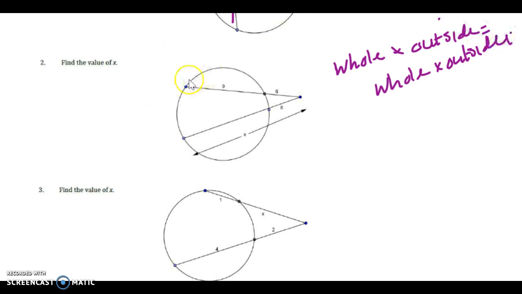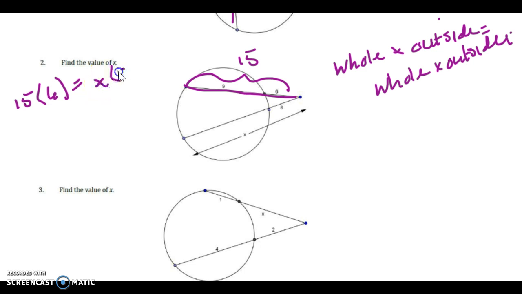So for question 2, I'm looking at this whole secant, and that whole secant has a length of 15. And so I'm going to do the whole secant 15 times the outside part 6 equals the whole secant x times the outside part 8. The whole thing times the outside equals the whole thing times the outside. So you're going to finish solving that one as I set up number 3 for you.